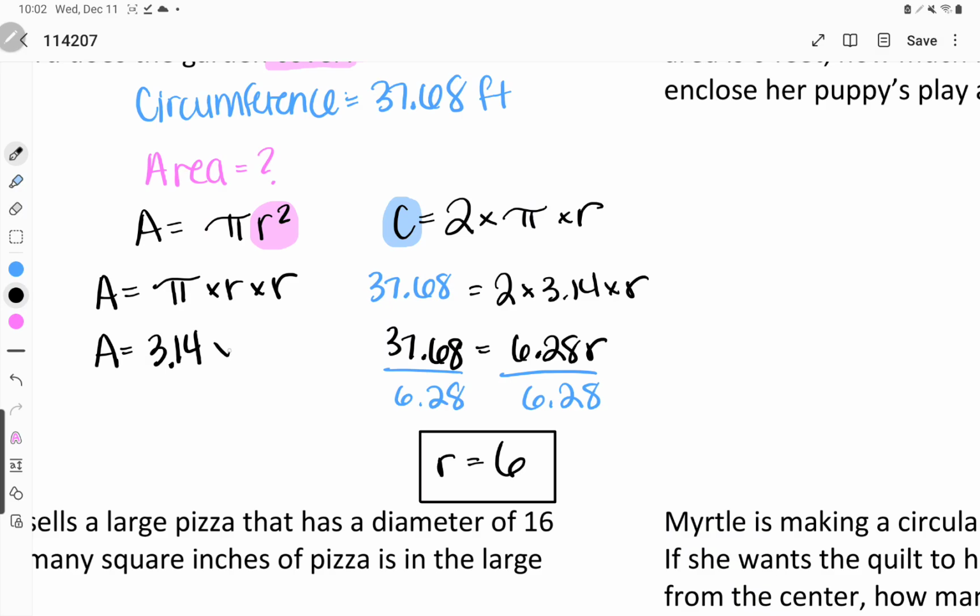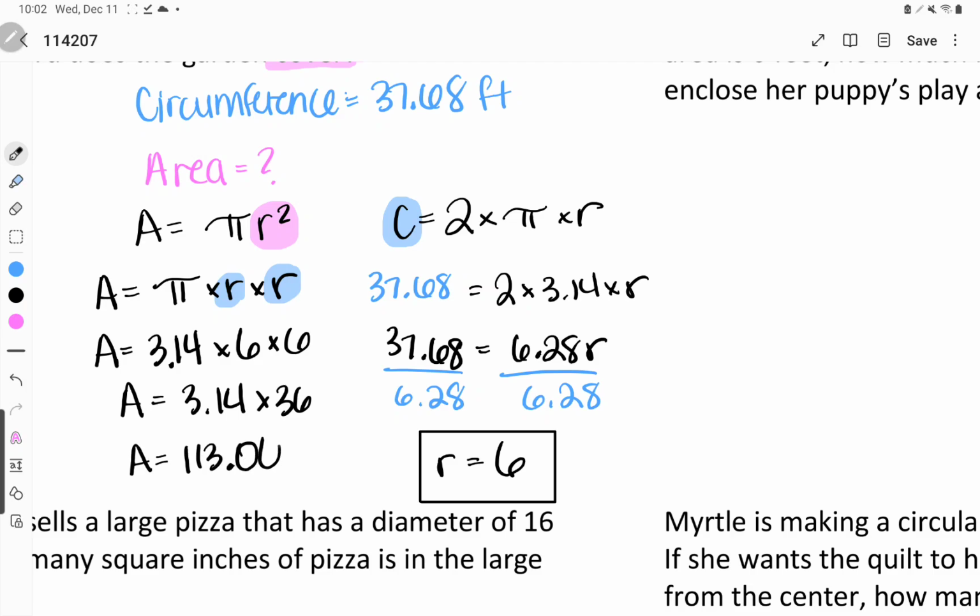And then we found that our radius is 6, and if this radius right here is 6, then this radius right here also has to be 6. So then I have area equals 3.14 times 36, and we find that the area equals 113.06 feet squared. And this is our final answer. That is how much space the garden takes up.